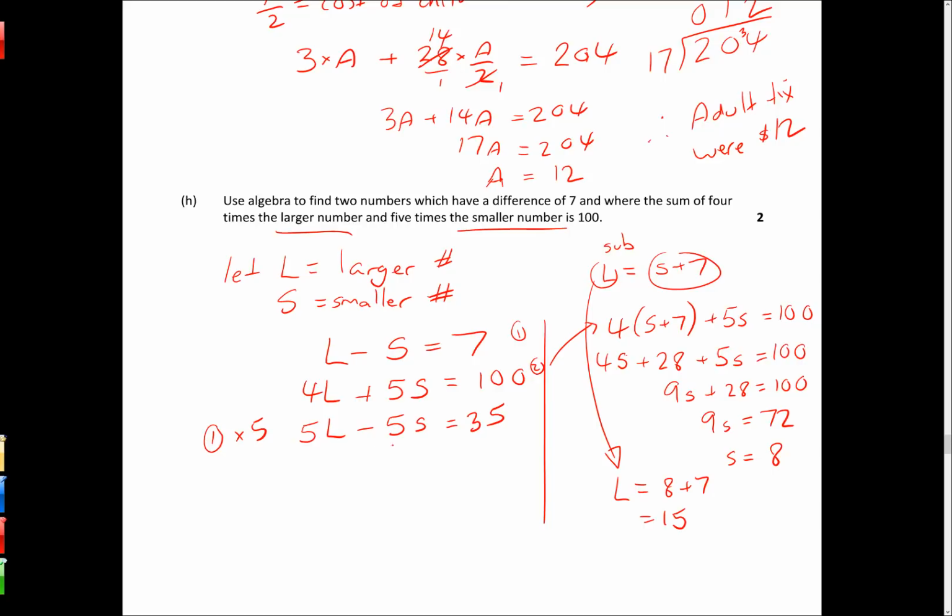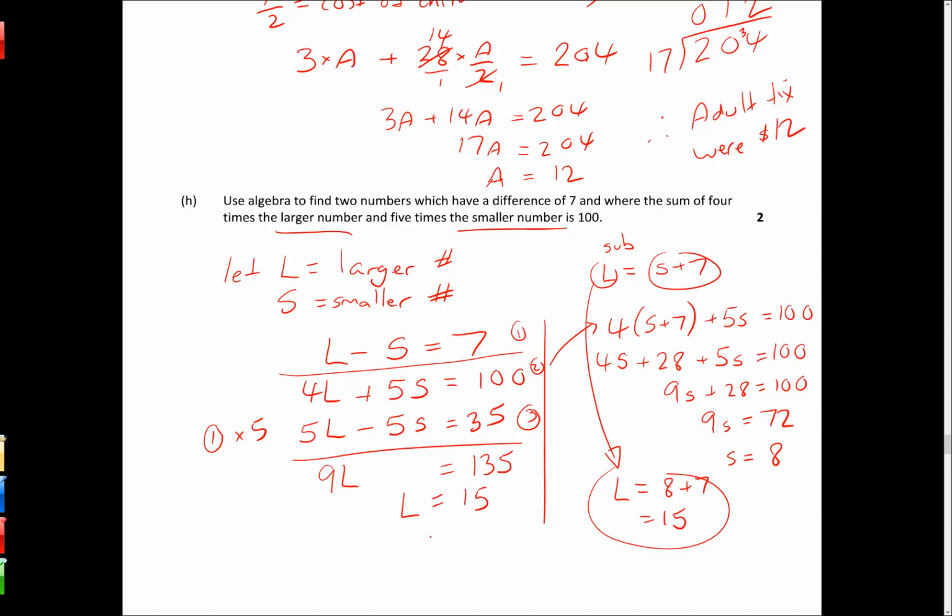Alright, now let's add equation 2 and what I'll now call equation 3. The 4L plus 5L is 9L, the plus 5S and the minus 5S makes 0, and the 100 plus 35 is 135. If I now divide both sides by 9, I'll get L equals 15. If we do a short division, but I'll get L equals 15. You can see that was it.